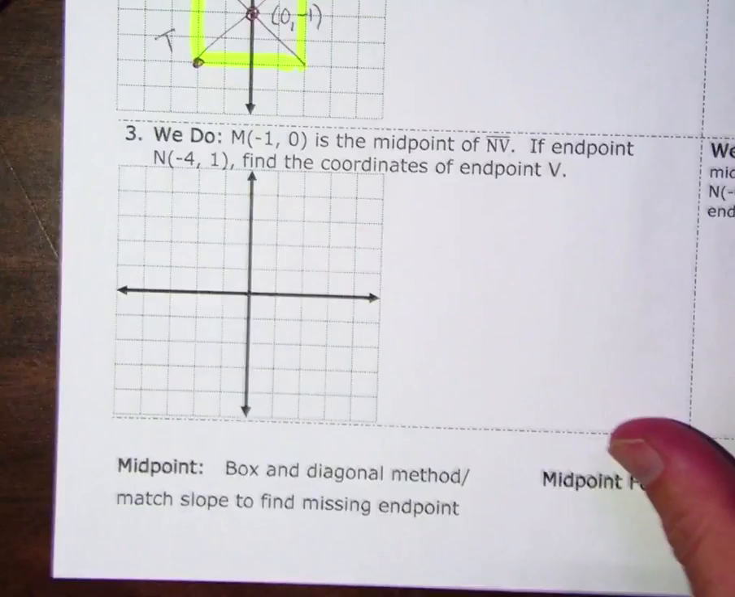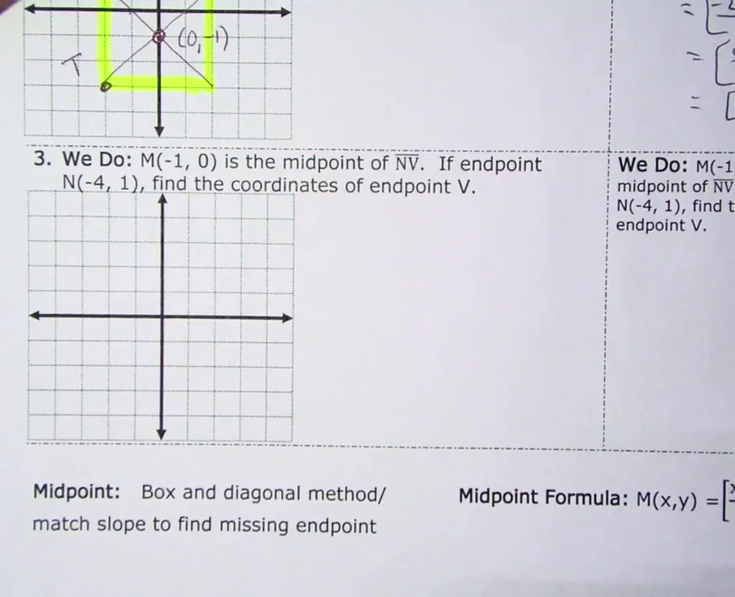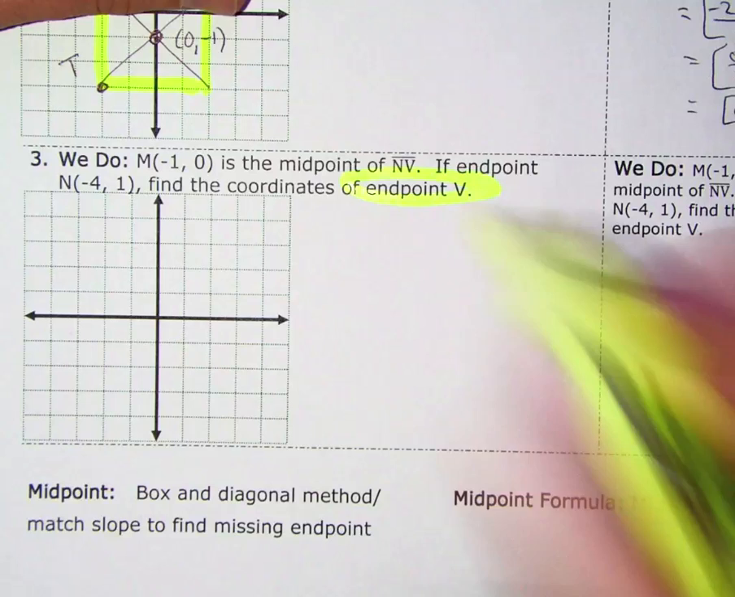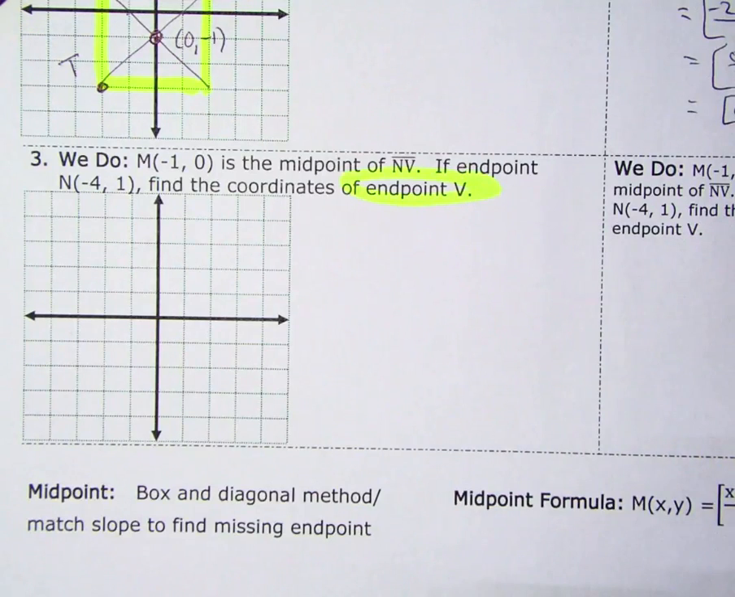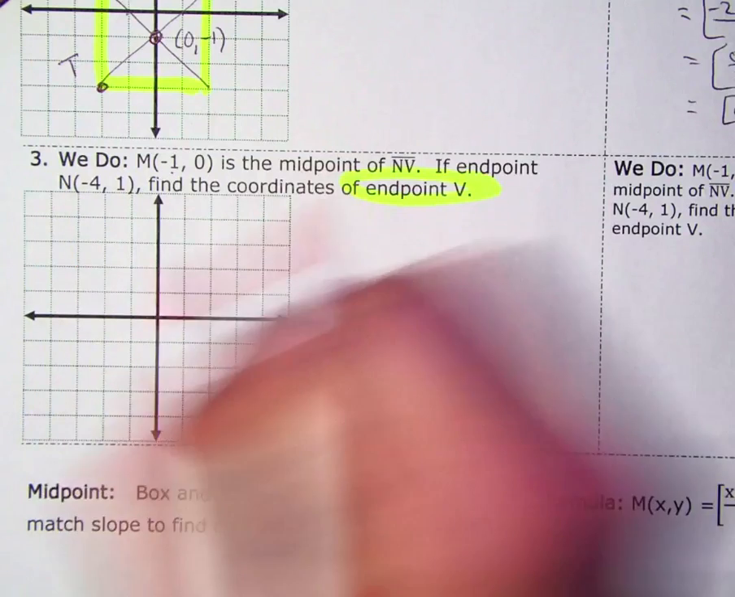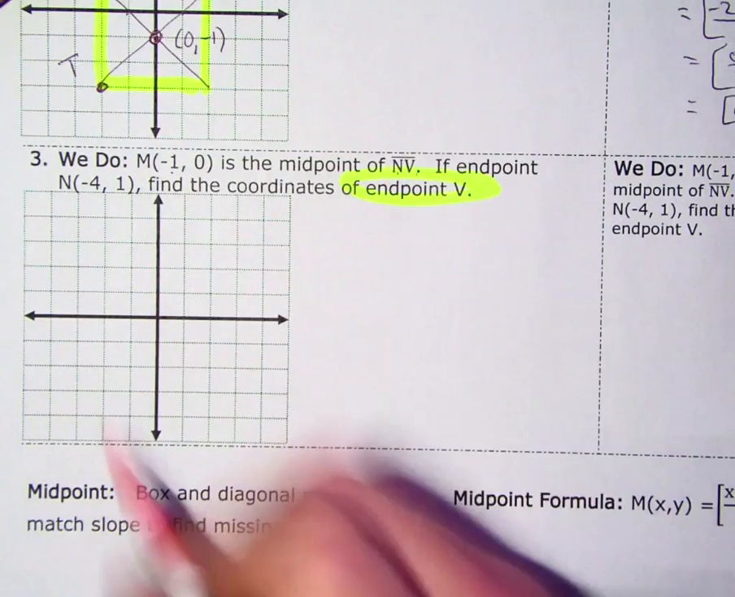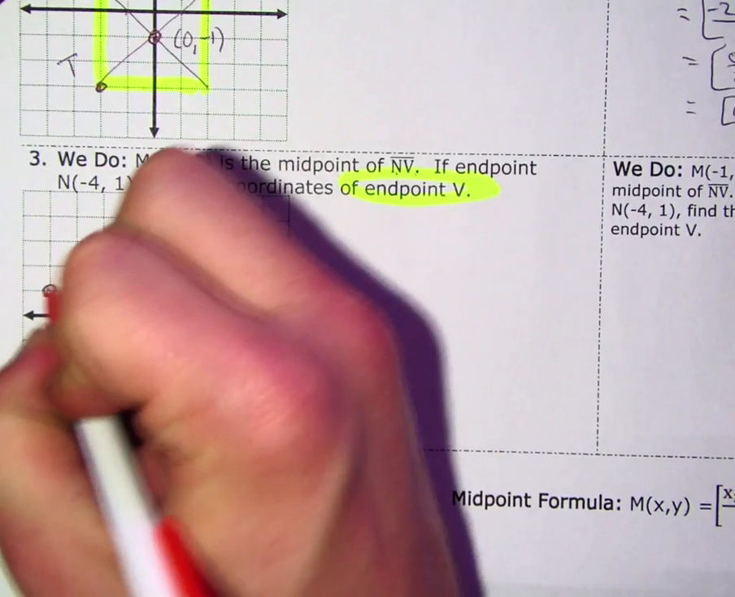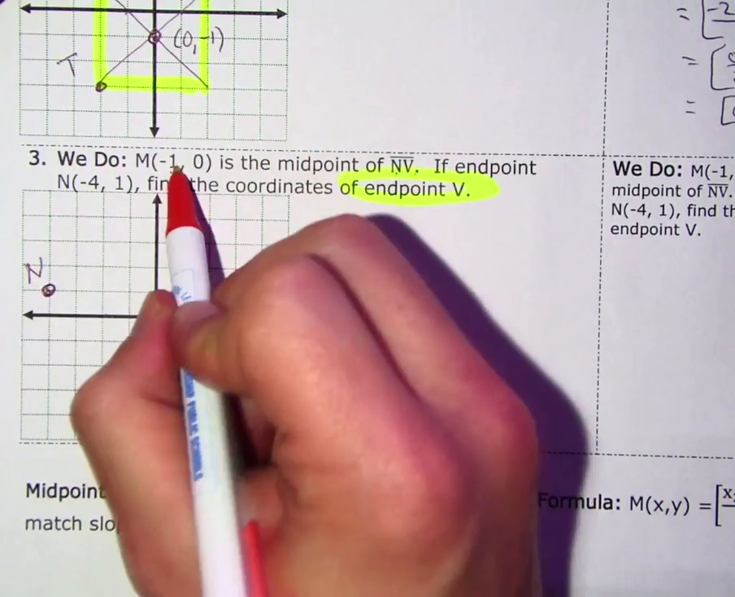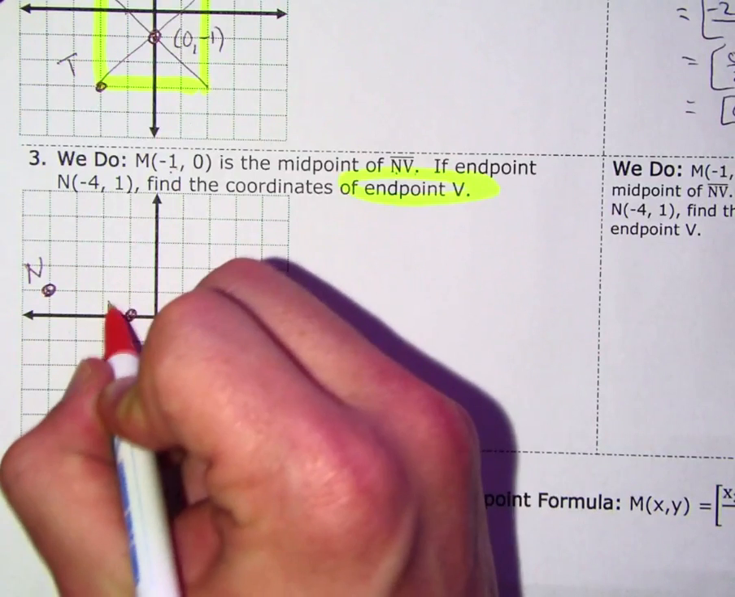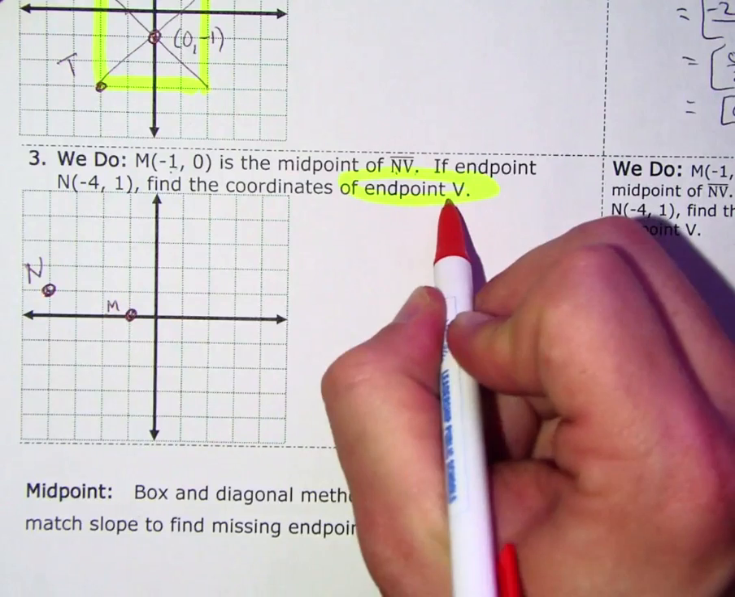Last one, a little confusing. Instead of me asking you for the midpoint, I'm actually asking you for the coordinates of the endpoint. So let's see. I'm giving you the midpoint, and I'm giving you one of the endpoints. I'm going to give you N out of NV. So N is negative 4, comma 1. And M is negative 1, comma 0. Question is, where is V?